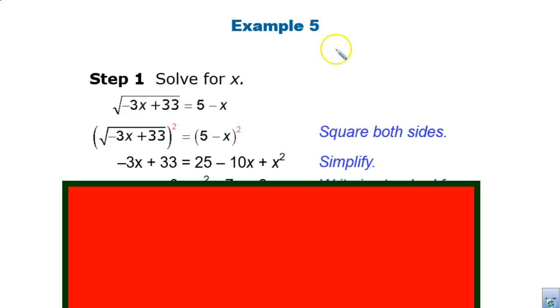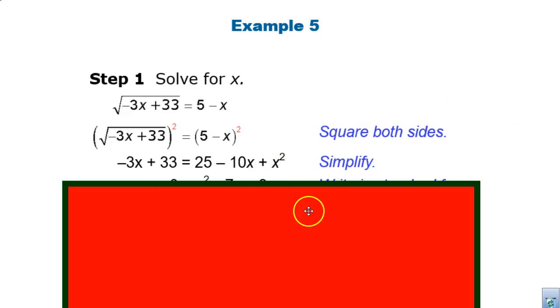Remember, 5 minus x times 5 minus x is the same thing as 5 minus x squared. So 5 times 5 is 25. Negative 5x and negative 5x give us negative 10x, and negative x times negative x is positive x squared. So you actually have to multiply that together to get this quadratic.